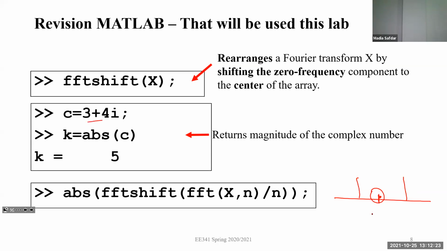This is a complex number, right? 3 plus 4i. If I take the absolute value of c, what does it do? Square root of 3 squared plus 4 squared, so the answer will be 5. MATLAB does all those calculations behind the scenes and gives you the result. So if you write FFT of your actual signal with n samples, normalized with the number of sample points, then take fftshift and then take absolute values, this will give you the frequency response of your signal.